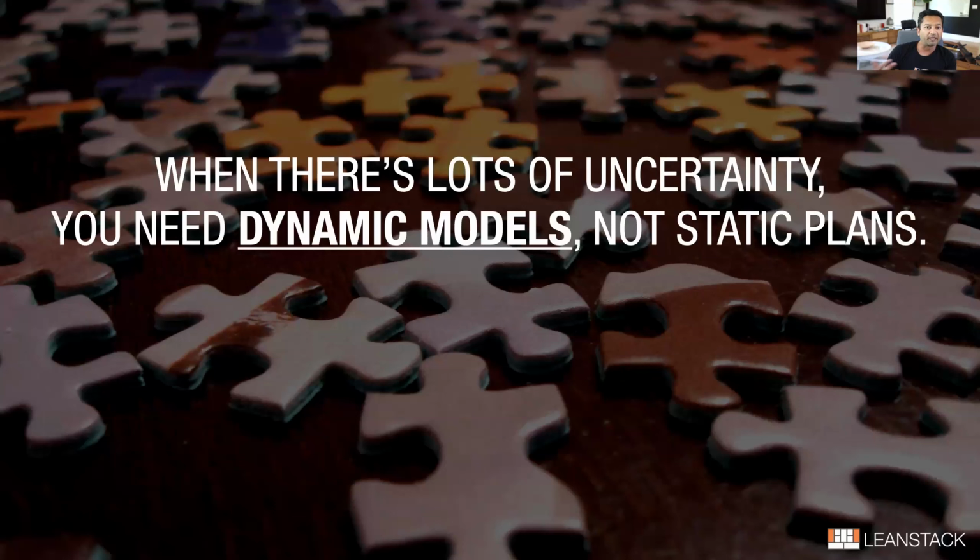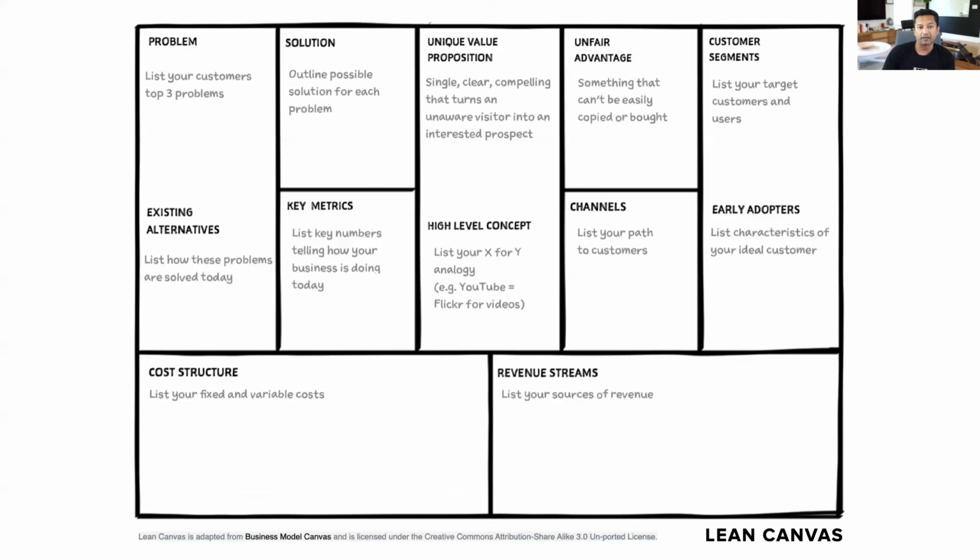We take a more lightweight approach. This is where tools like the Lean Canvas get employed. So the idea of the Lean Canvas is don't write a 30-page business plan, write a 1-page business model. Like a bunch of building blocks, you put them together and try to stress test that model.